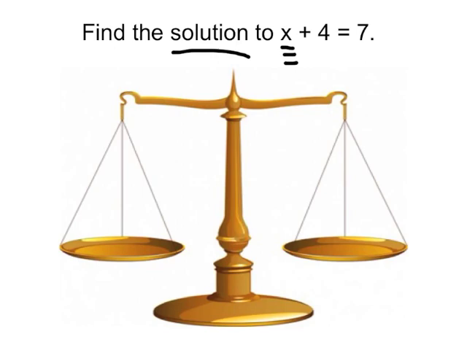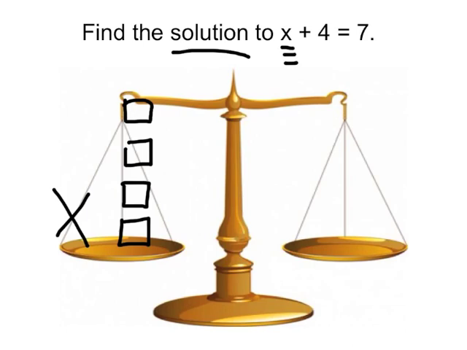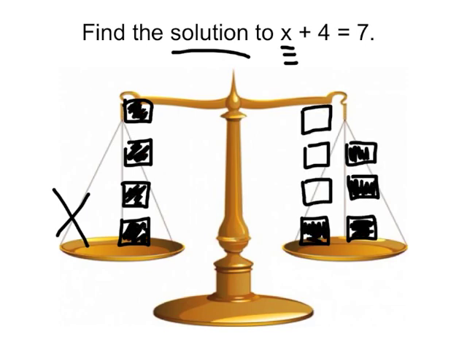However, let's try and use a balance beam to find the solution. So on one side we have x and 4 units. On the other side, to be in balance, we have to have 7 units. Both sides of the equal sign have to be equal, so our balance should be level. Now, if we want to find what x is equal to, we want to get the x by itself and balance with what it's equal to on the other side.